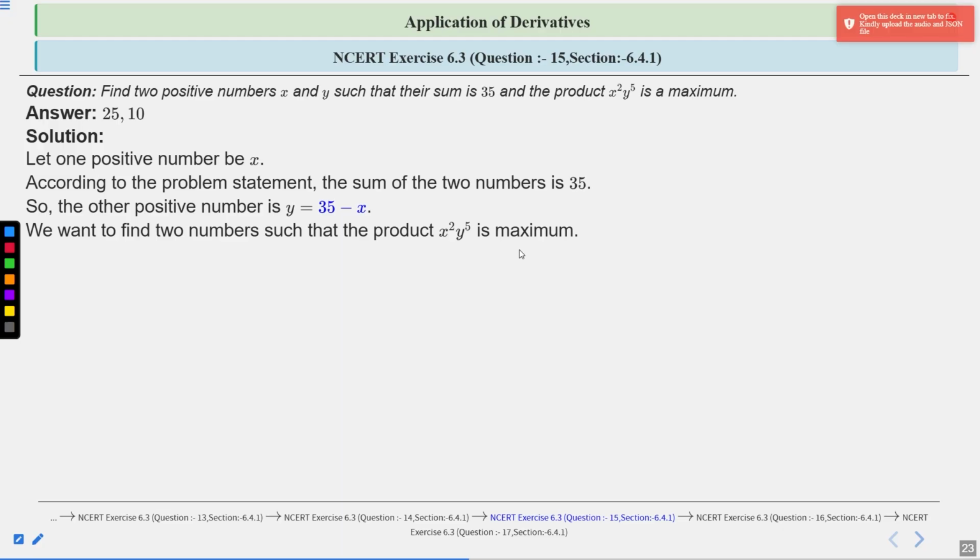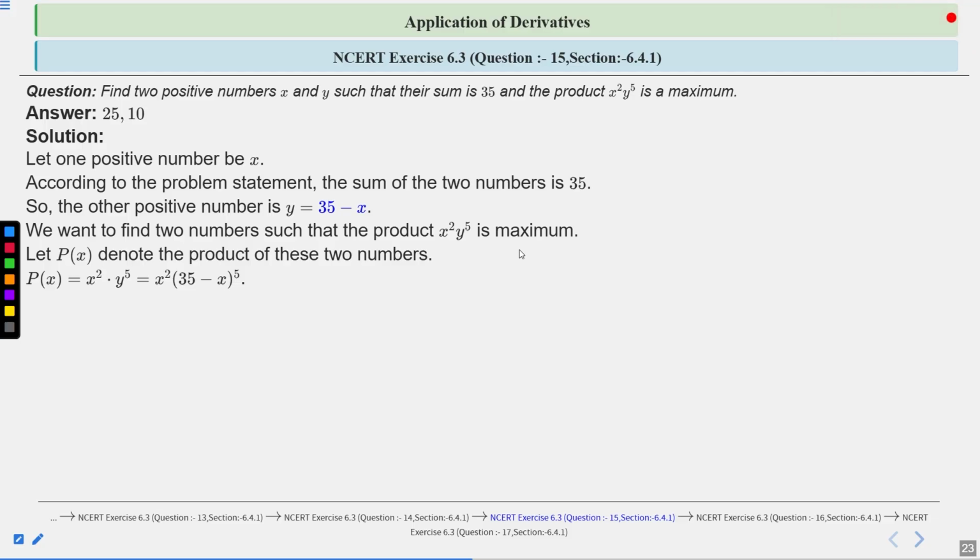Now we want to find two numbers such that the product x square y to the power 5 is maximum. Let P(x) denote the product of these two numbers. So P(x) is basically equal to x square y to the power 5, and it is equal to x square times (35 minus x) whole to the power 5. Clear?